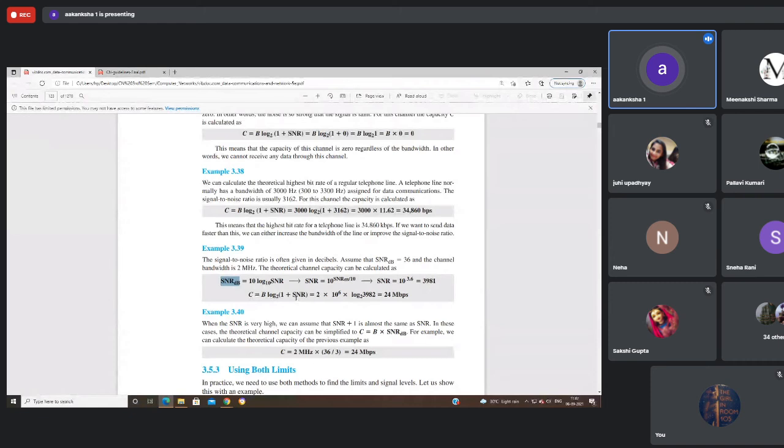Then we can apply the Shannon capacity formula: 2 into 10 to the power 6, because it is 2 megahertz, times log2 of 3982, because it is 1 plus SNR and SNR is 3981. So it becomes 2 into 10 to the power 6 times log2 of 3982, in Mbps. You can use a scientific calculator to compute these values, but I hope the formula value filling is clear to all of you.